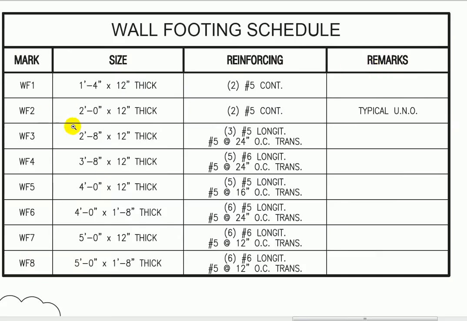So wall footing 2, 2 feet wide, 12 inches thick. It has 2 number 5 bars continuous. Continuous means they put the bars in and they have to put lap splices, and again the distance in the lap splice will be told by the drawings, by the specifications. And then here it says typical unless noted otherwise. So if there's a footing that's not labeled on the drawing, the contractor knows use this one unless it's noted with one of these other indications.